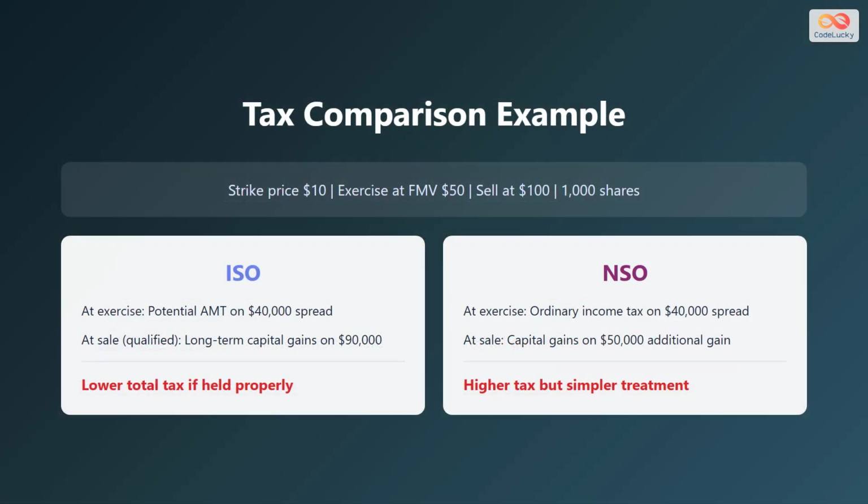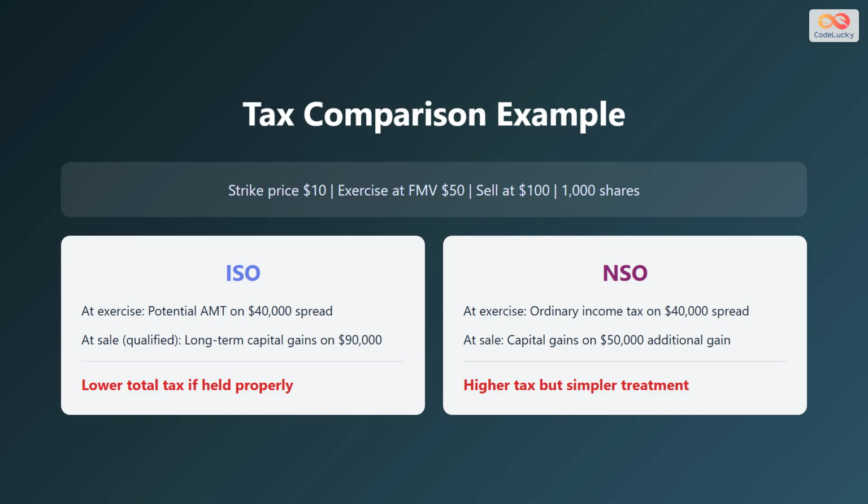Let's look at a concrete example to compare the tax implications. Assume you have 1,000 shares with a strike price of $10 per share. You exercise when the fair market value is $50 per share and later sell at $100 per share. With ISOs, at exercise, you may owe alternative minimum tax on the $40,000 spread. At sale, if you meet the holding period requirements, you pay long-term capital gains tax on the entire $90,000 gain, resulting in lower total tax.